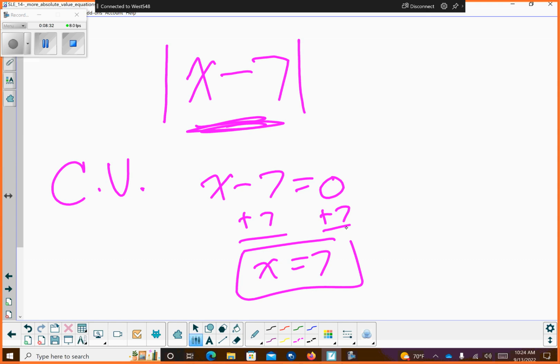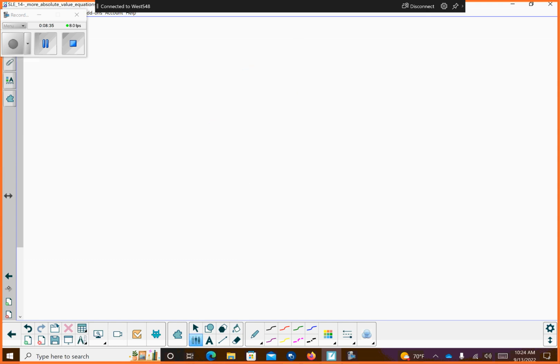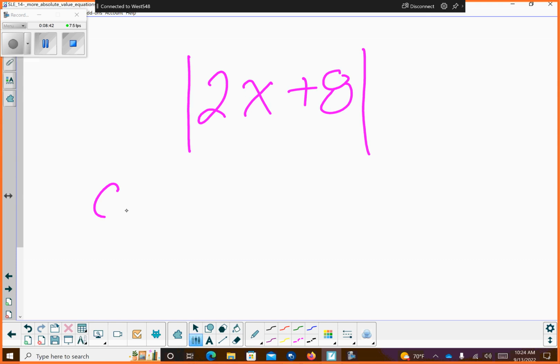Okay. Can I try another critical value? So what if we add this? I just want the critical value. So all I want is the critical value.